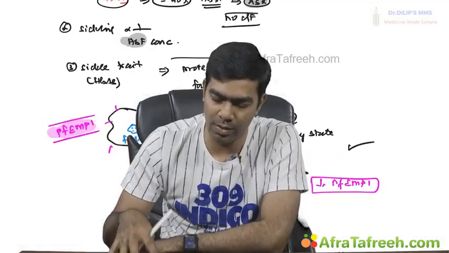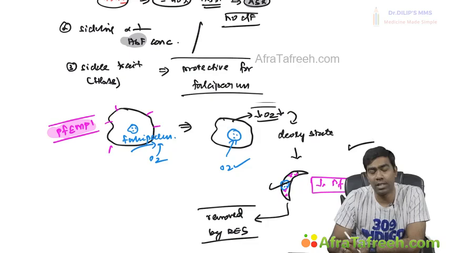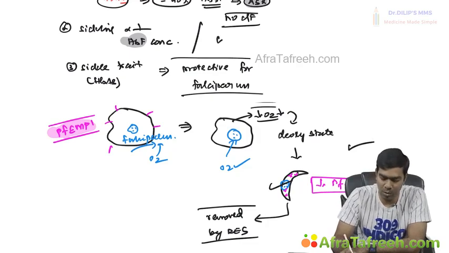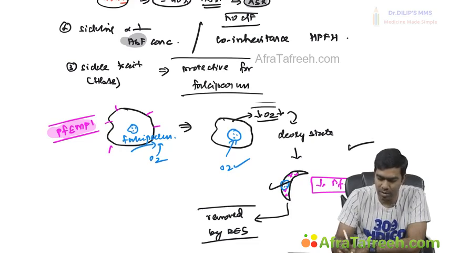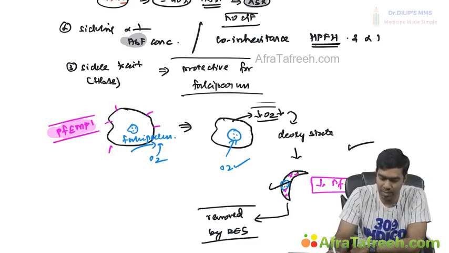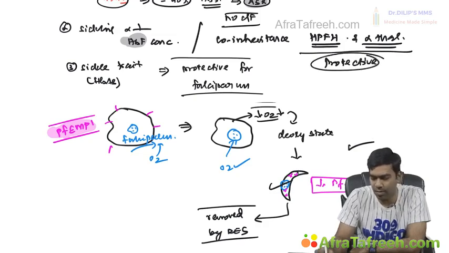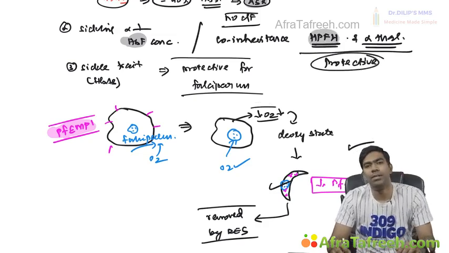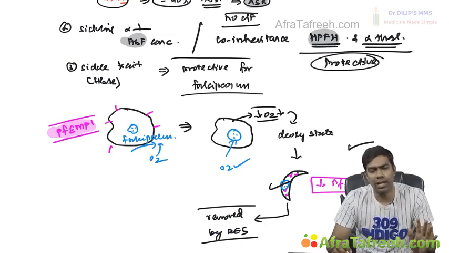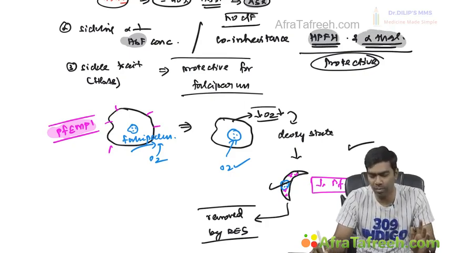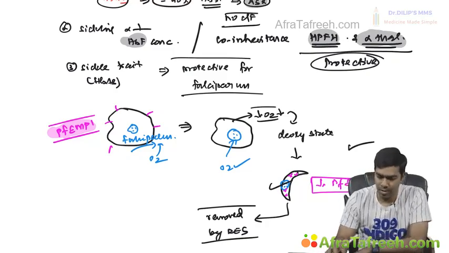And one more thing I didn't tell you is, HbF is not only protective for sickling, at the same time co-inheritance of other problems like HPFH, that's called hereditary persistence of fetal hemoglobin, I already told you about this, and alpha thalassemia, these are also protective for sickling. Obviously, in hereditary persistence of fetal hemoglobin, you are going to have a high HbF level, so definitely it is protective for sickling. Similarly, co-inheritance of alpha thalassemia is also considered to be protective for sickling.